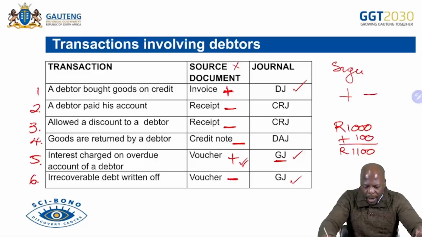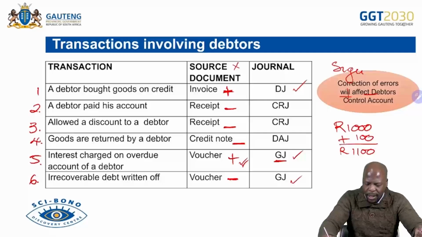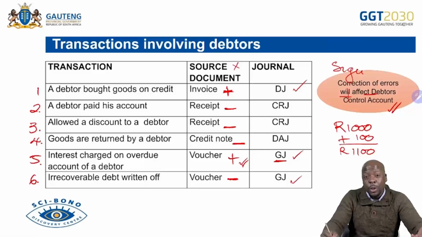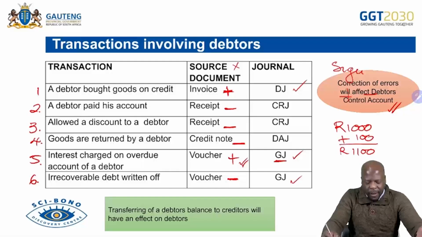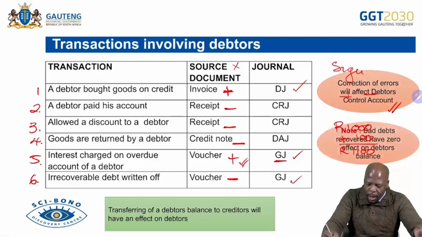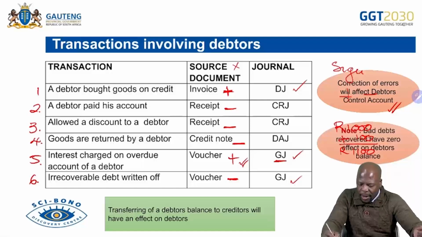Now, it is also very important that you understand that the correction of errors will affect the debtors' control account. Very important. You're going to see much of this when I do this practically with you. But here's one important thing that I want you to know, that transferring of a debtor balance to the creditors will have an effect on debtors. You would know that when we are transferring a debtor to a creditor, how do we do that? I'm going to show that as well when we get to an activity. Now, bad debts recovered have zero effect on debtors' balances.